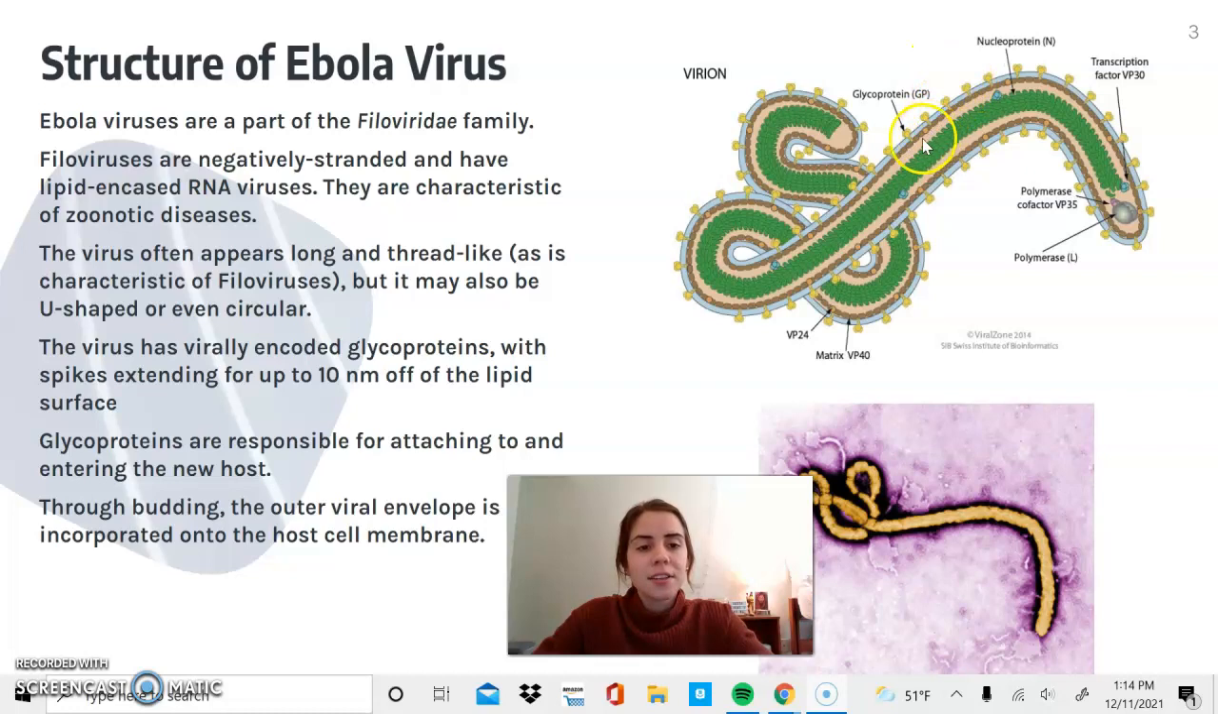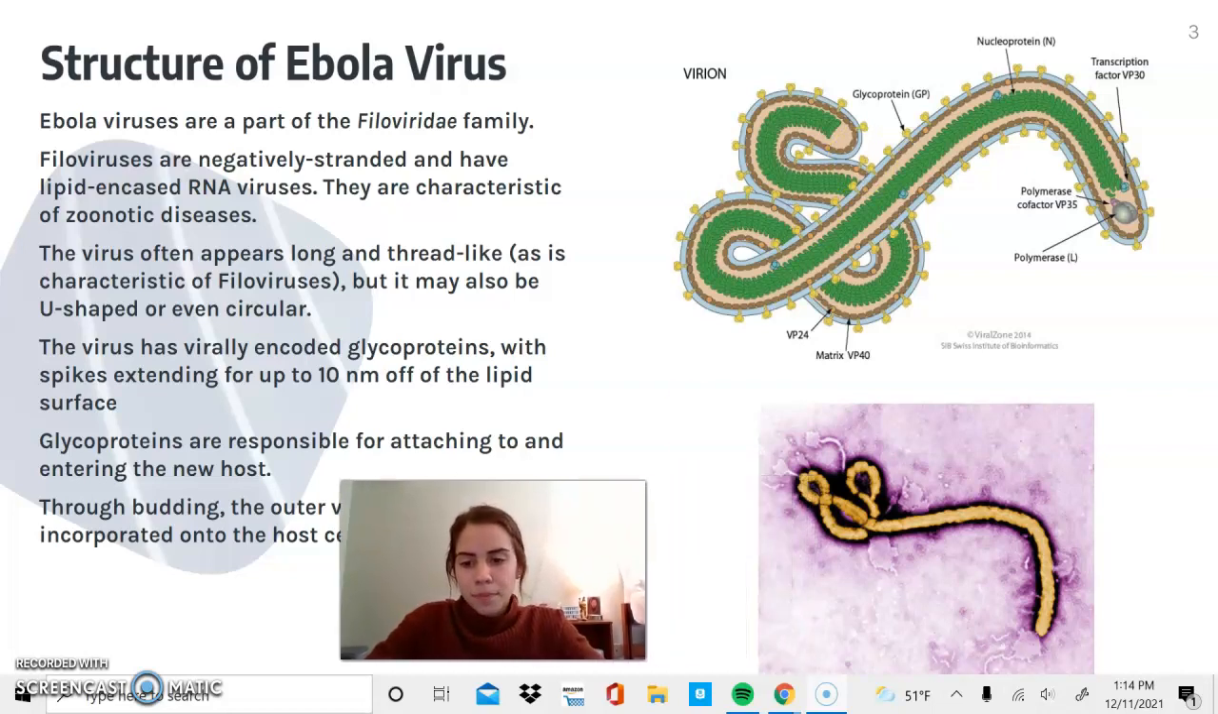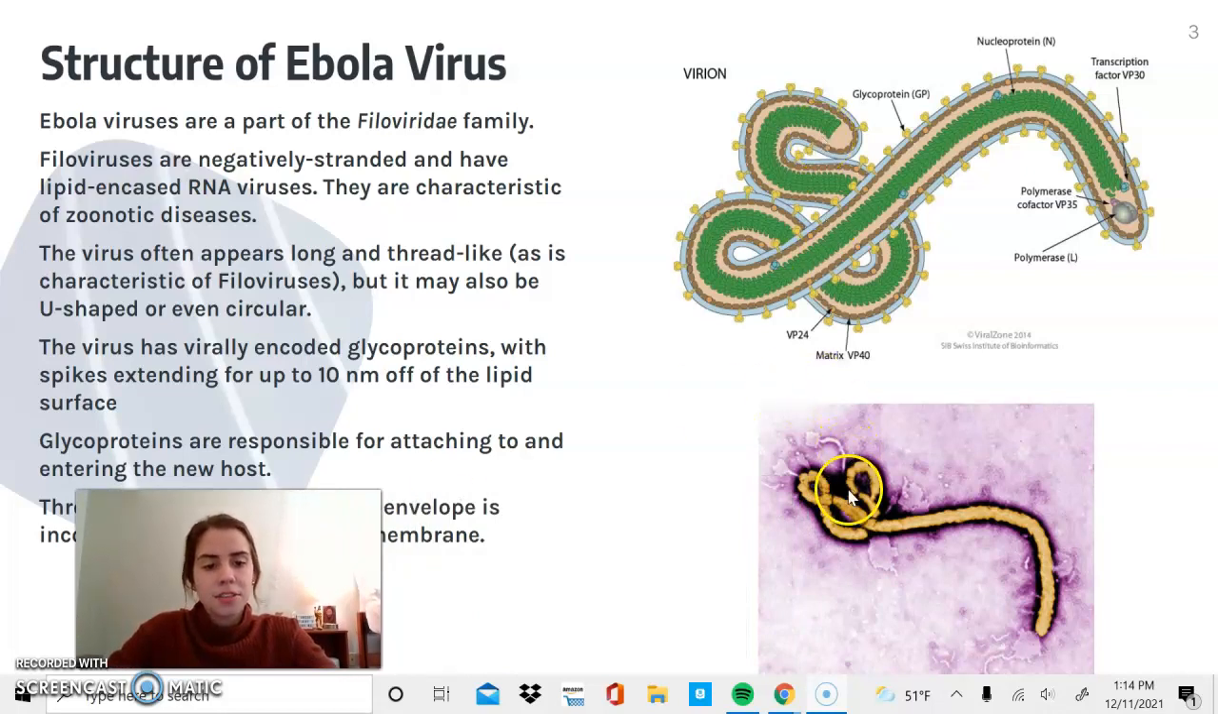The virus has glycoproteins that can extend for up to 10 nanometers off of the lipid surface, and these glycoproteins are what are responsible for attaching to and entering the host. Through budding, the outer viral envelope is incorporated onto the host cell membrane. So you can see these are two different depictions of very similar characteristics: those two loops in that U shape right here, and the glycoproteins that can extend off of the lipid surface.